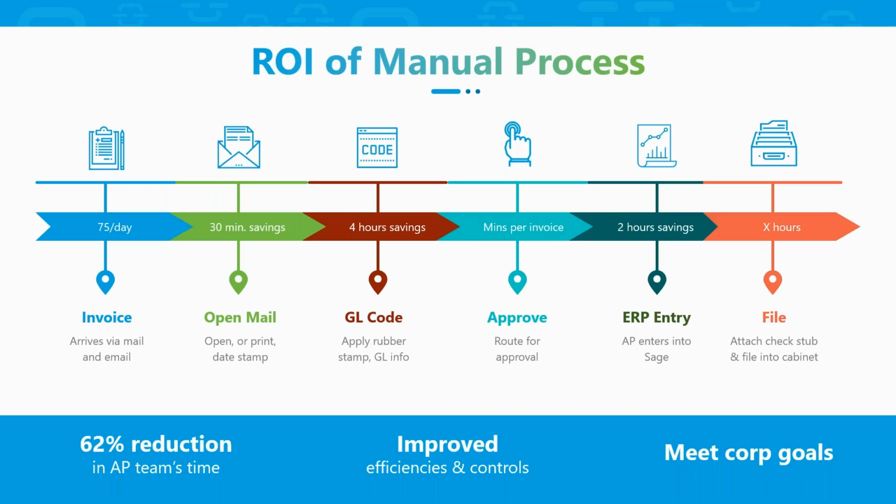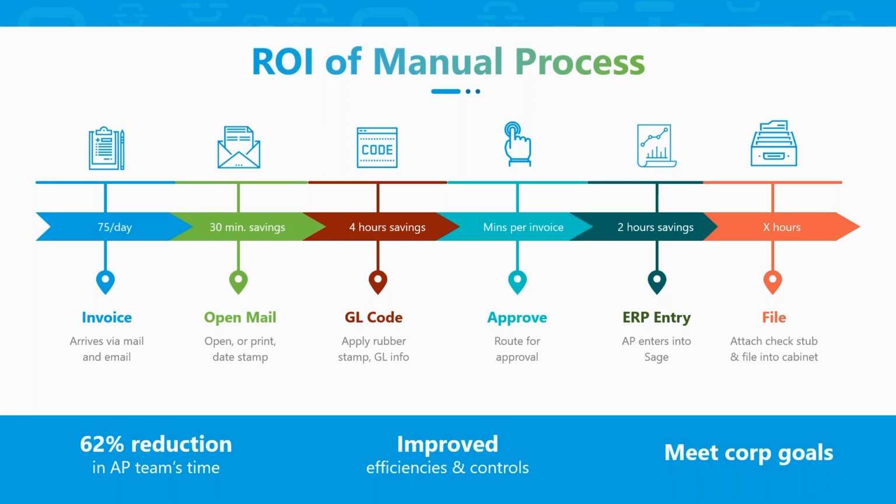So let's take a look at it. For them, they were spending time on the invoice arriving via email and mail, and printing it, so there was some time spent there. They had to open the mail, print a date stamp, and some of this may be very familiar to you. Then they applied the rubber stamp and did the GL coding. So there's time related to that. That was huge for them because apparently it took a lot of research. And then they were routing it off through the approval cycle.